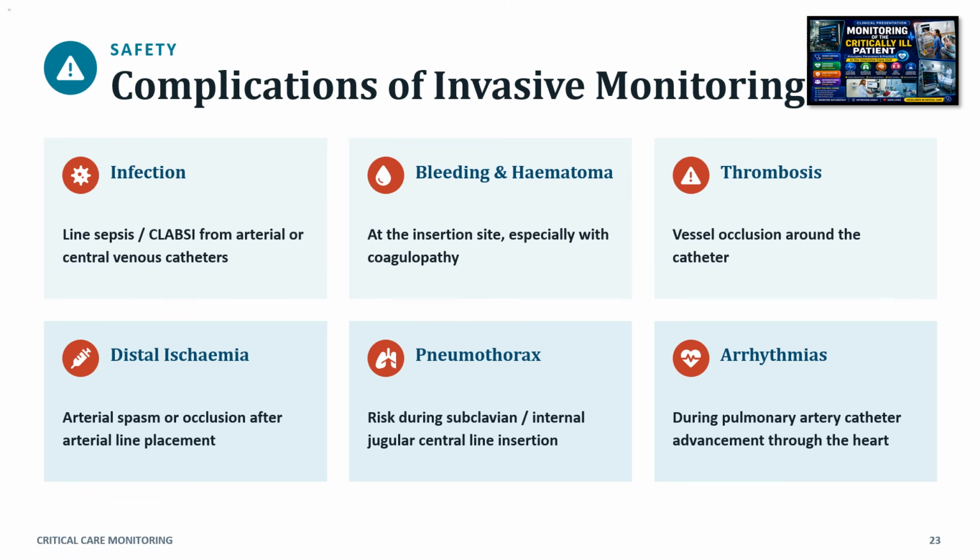Pneumothorax. Risk during subclavian or internal jugular central line insertion. This is due to accidental puncture of the pleura while accessing central veins that lie close to the lung. Arrhythmias. During pulmonary artery catheter advancement through the heart. This occurs because the catheter tip irritates the cardiac conduction system as it passes through the right atrium and ventricle.